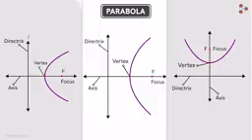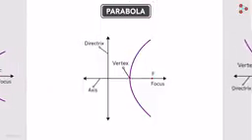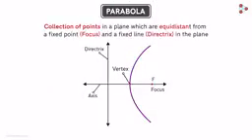So in this video, we saw what a parabola is. It's a collection of all points in a plane that are equidistant from a fixed point called the focus and a fixed line called directrix. In the next video, we will find the equation of a parabola.